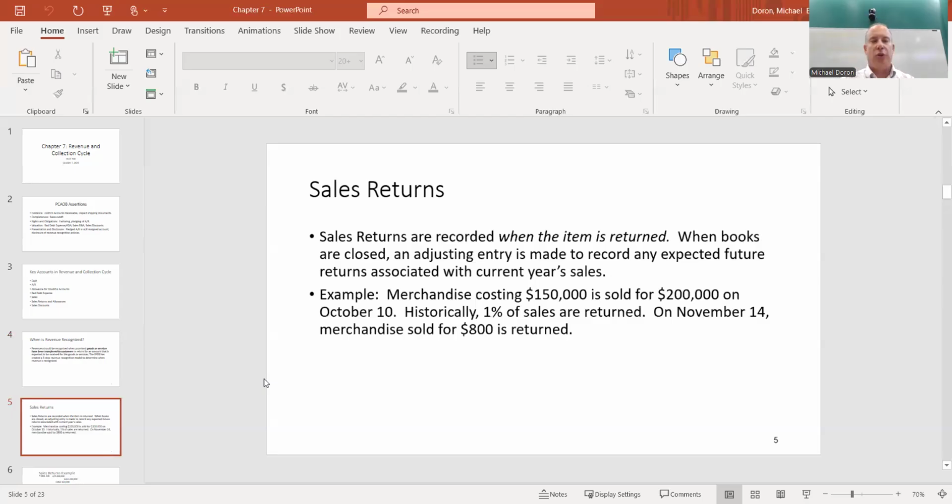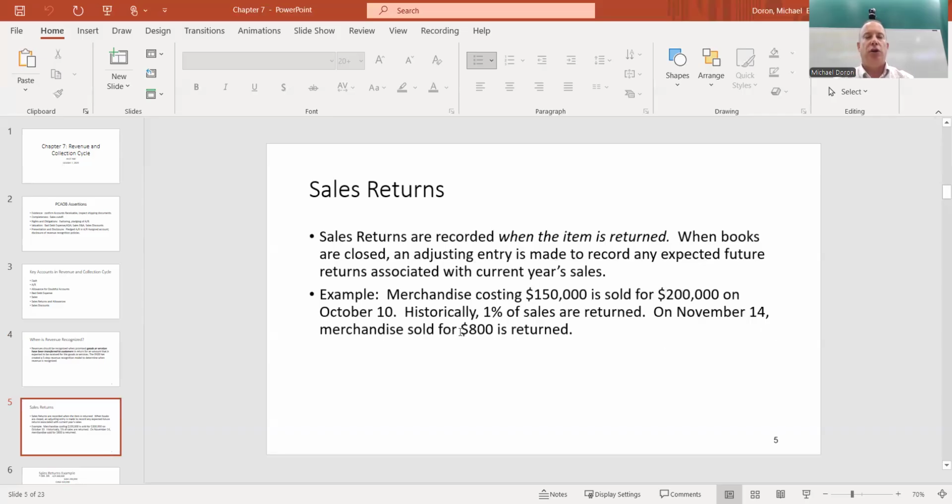So, how do you do sales returns? Sales returns are recorded when the item is returned. When books are closed, an adjusting entry is made to record any expected future returns associated with the current year's sales. For example, merchandise costing $150,000 is sold for $200,000 on October 10th. Historically, 1% of sales are returned. That would be $2,000 in sales returns.